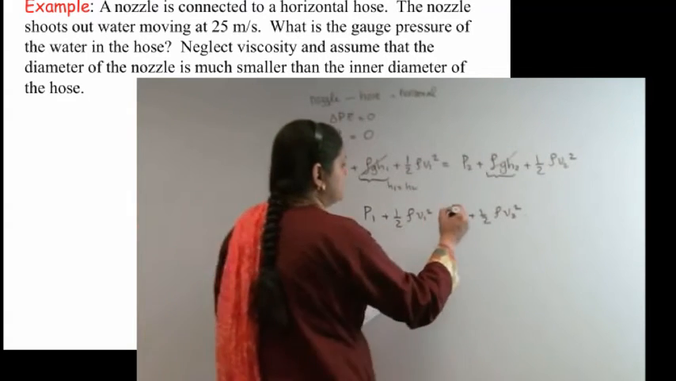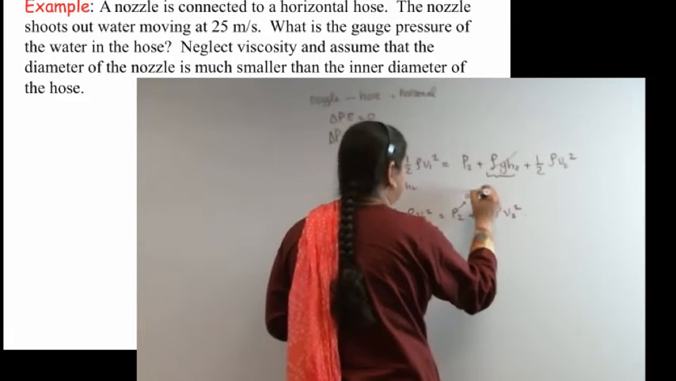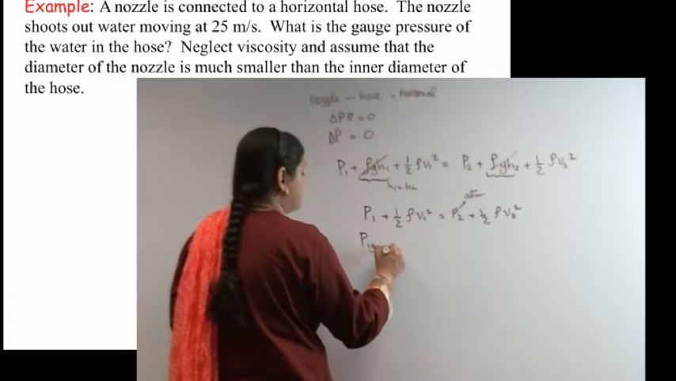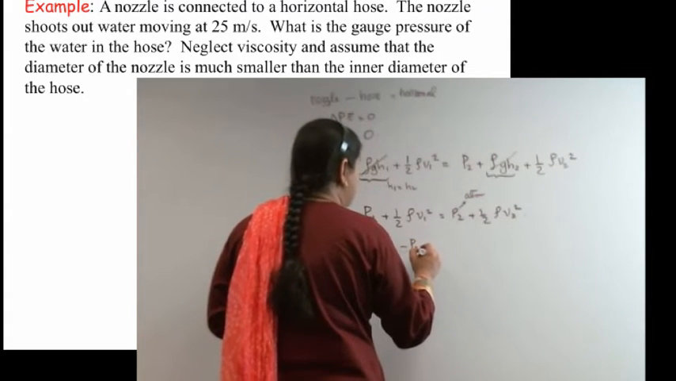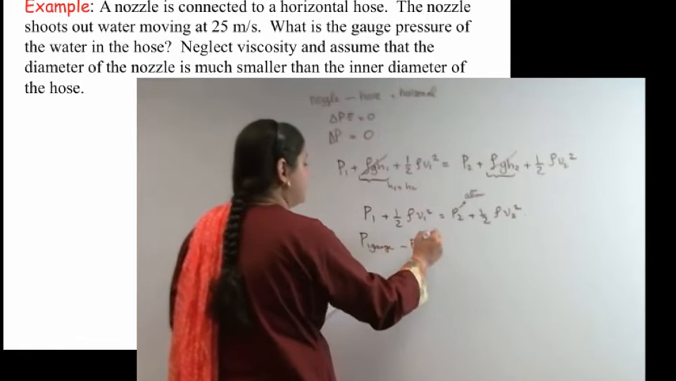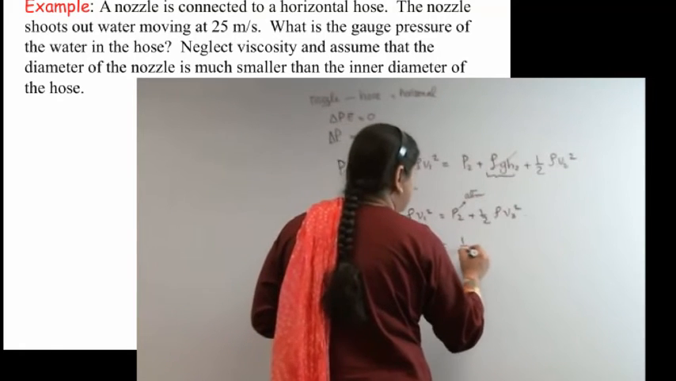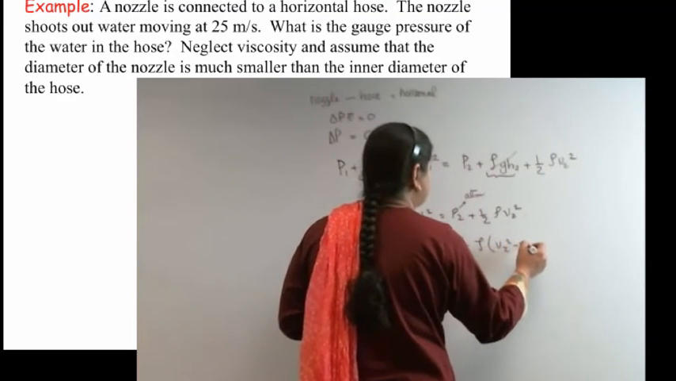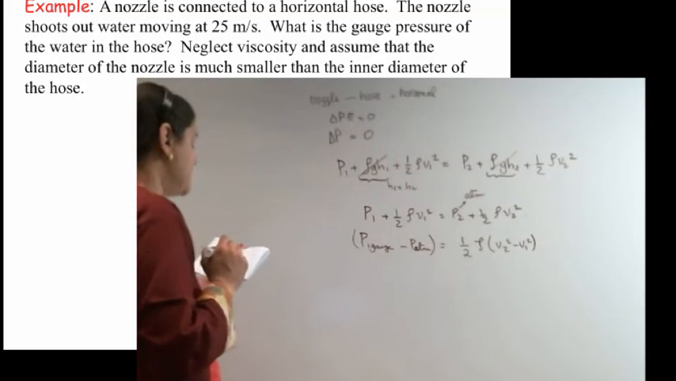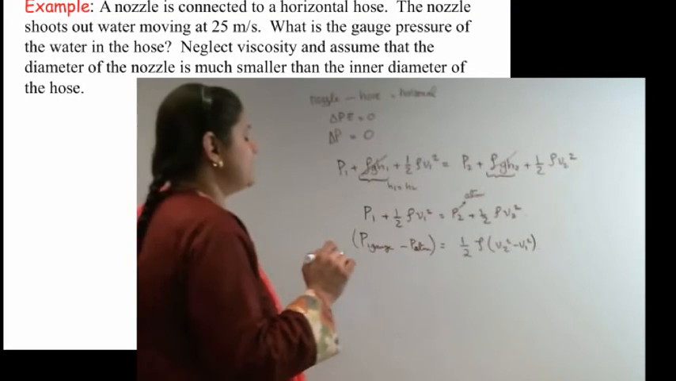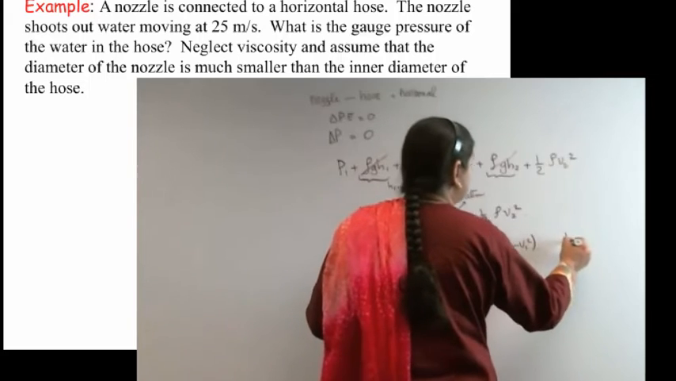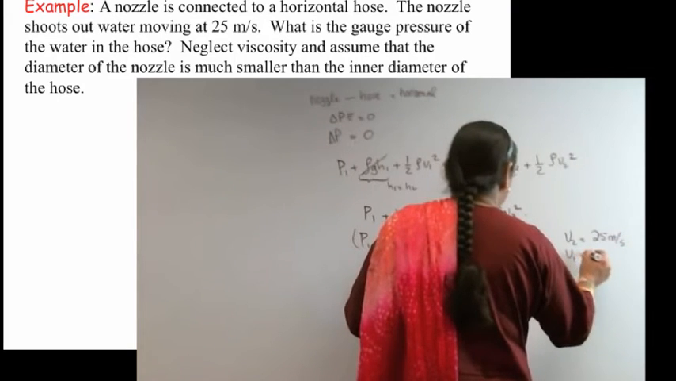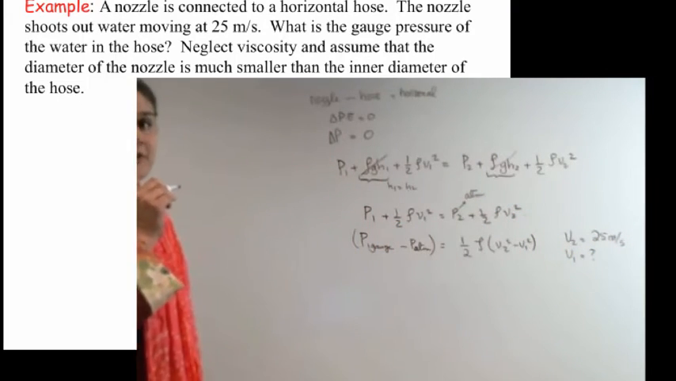So now P2 is given to me as atmospheric pressure, right? That means P1, which is the gauge pressure, minus P2, which is the atmospheric pressure, is what I'm looking for, right? Which is now going to equal 1/2 rho, and I'm going to combine these two terms together, V2 squared minus V1 squared. Okay, so I combined these two terms together. So what are we given? I am given that V2 is equal to 25 meters per second, but I do not know what V1 is. Now that is going to be an issue.